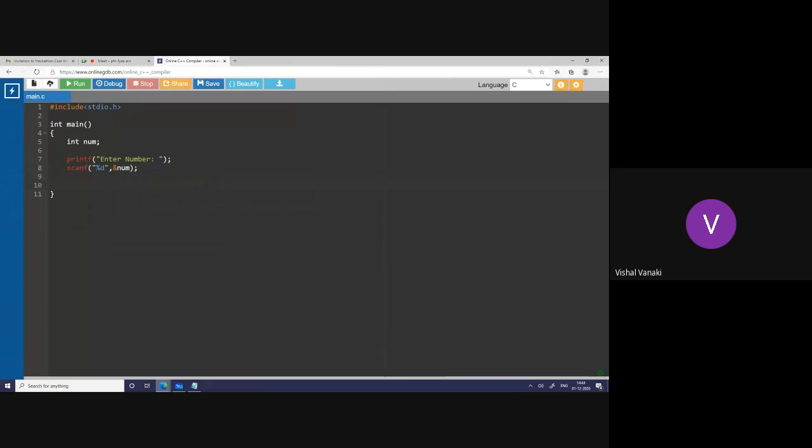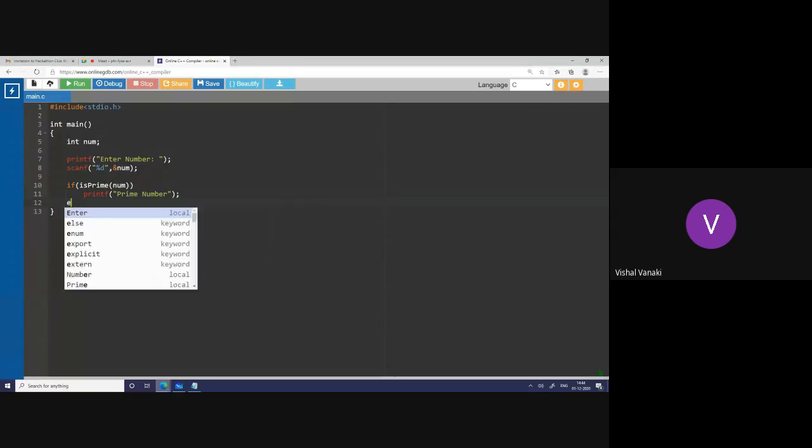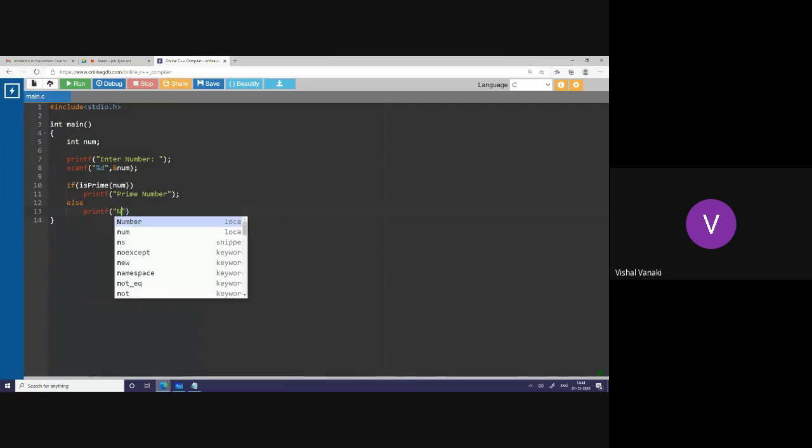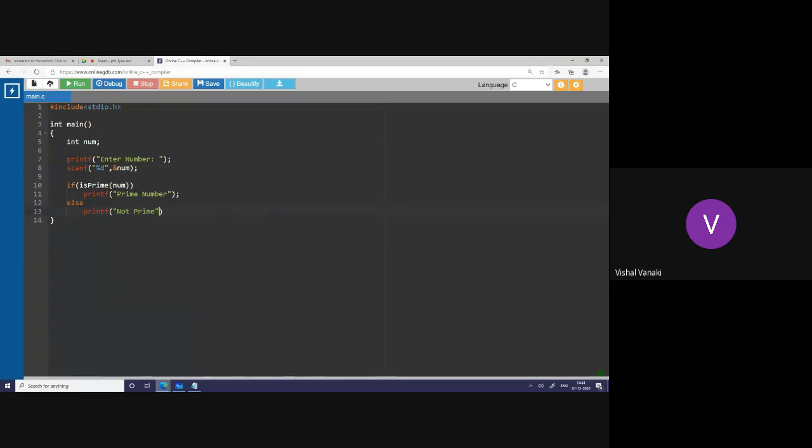So I will check, I will call a function isPrime of num. If it returns 1, the condition becomes true. So I will print "prime number". Else I will print "not prime". So return 0.